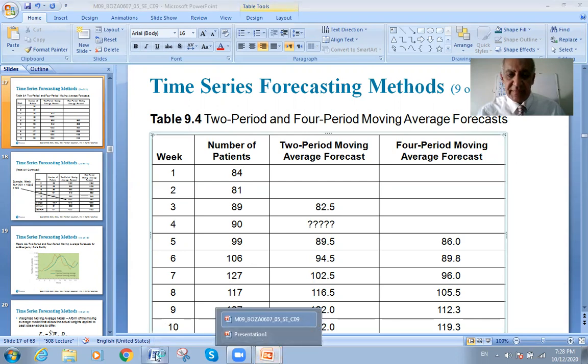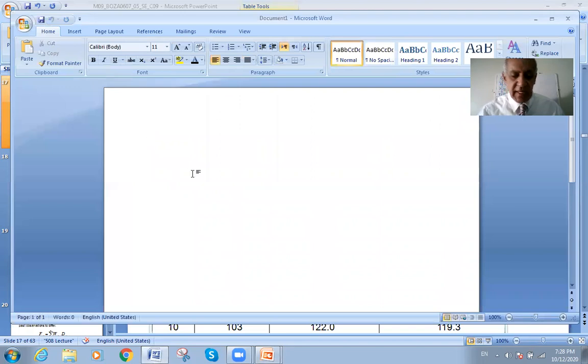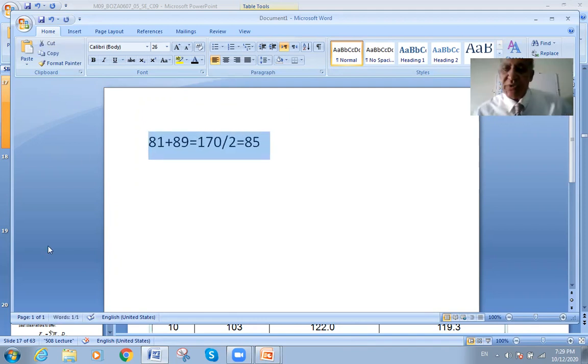See here, 81 plus 89 equals 170. Then I divide it by 2, because I said I'm using 2 moving average. So it will give me 85, and this is the answer. It was already 85. Let us see. Yes, it was already 85.